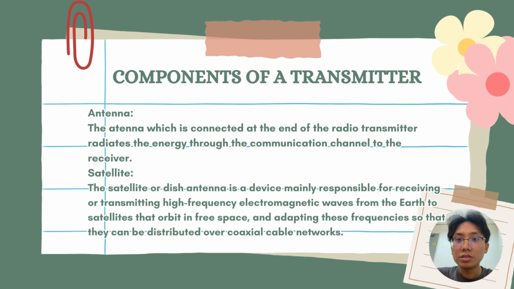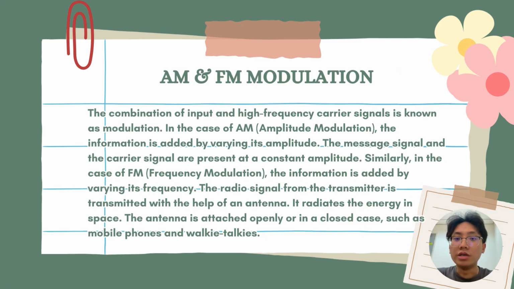The antenna, which is connected at the end of the radio transmitter, radiates the energy through the communication channel to the receiver. The satellite or dish antenna is a device mainly responsible for receiving or transmitting high-frequency electromagnetic waves from the Earth to the satellite that orbits in free space, and adapting this frequency so that they can be distributed over coaxial cable networks. For the type of modulation, we have AM and FM modulation.